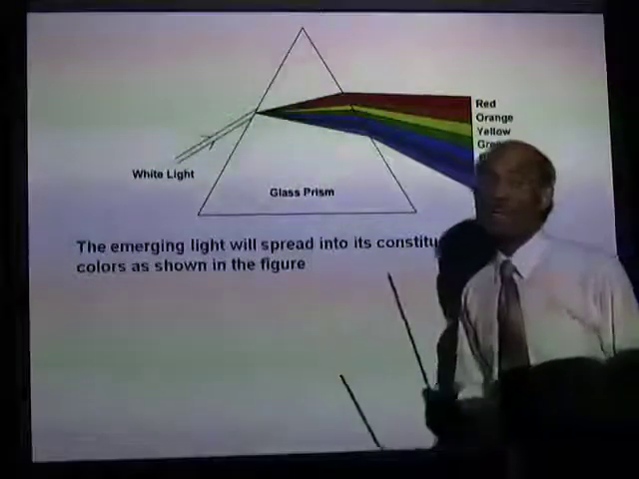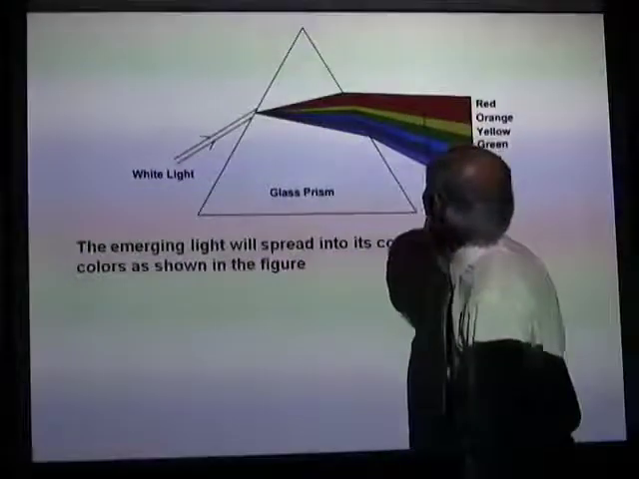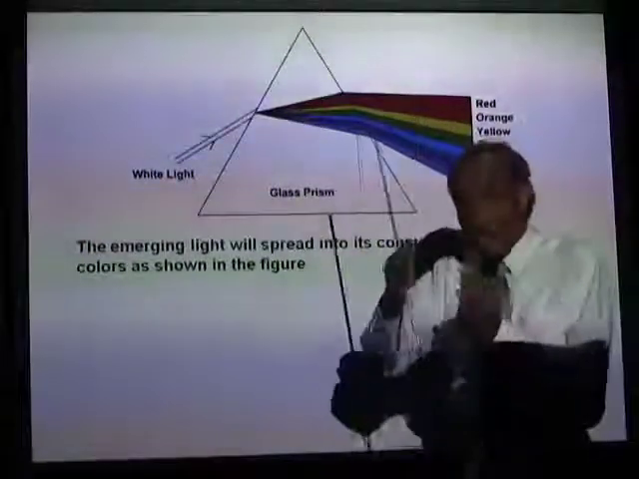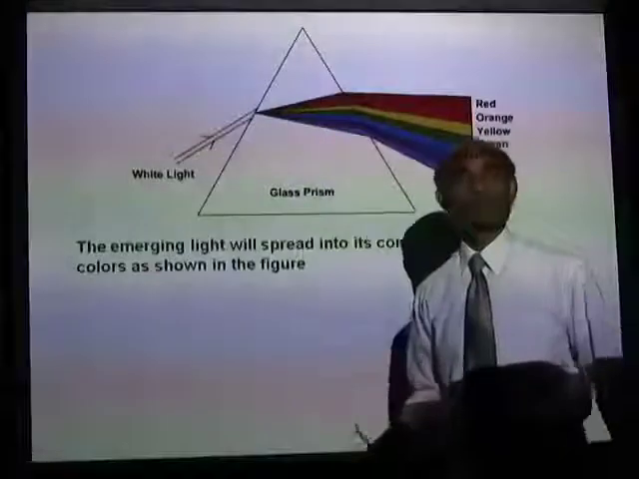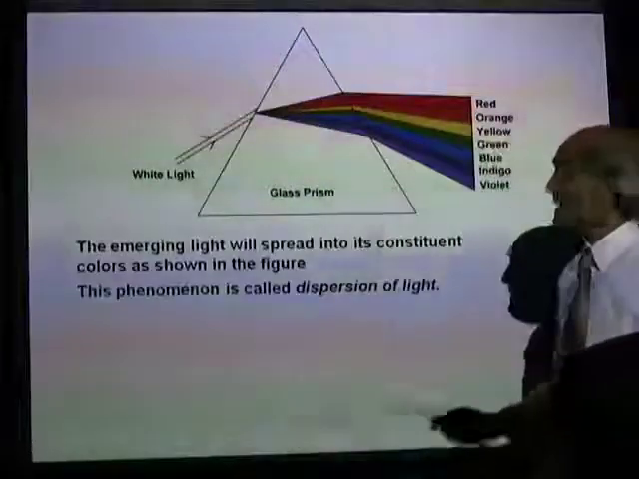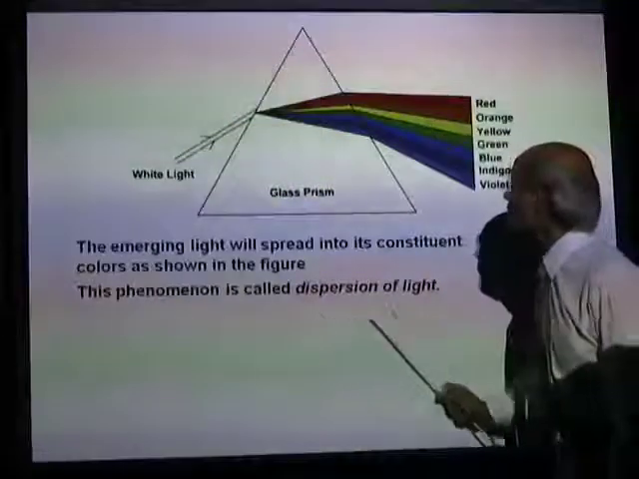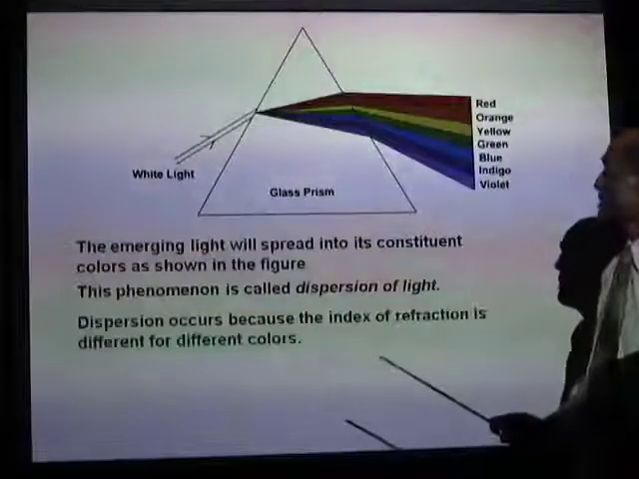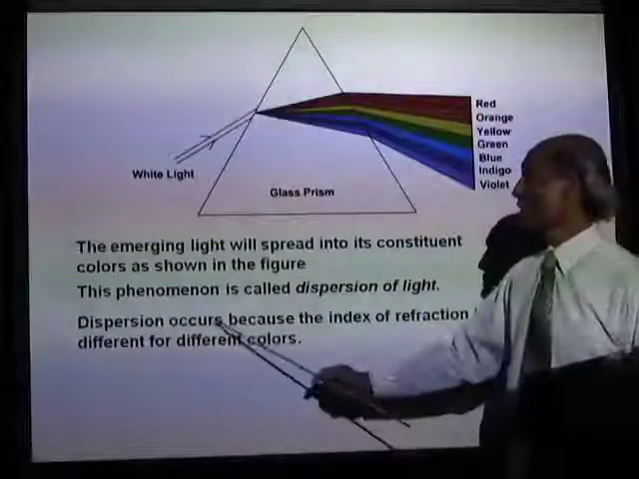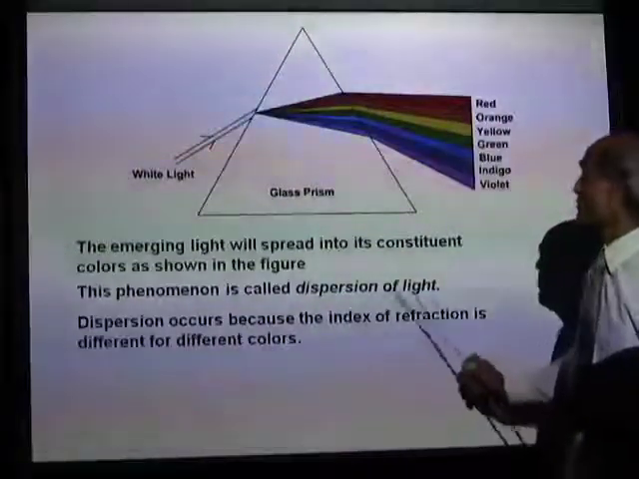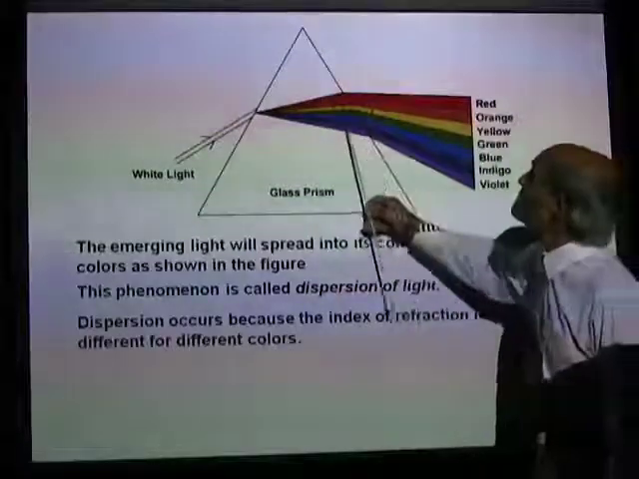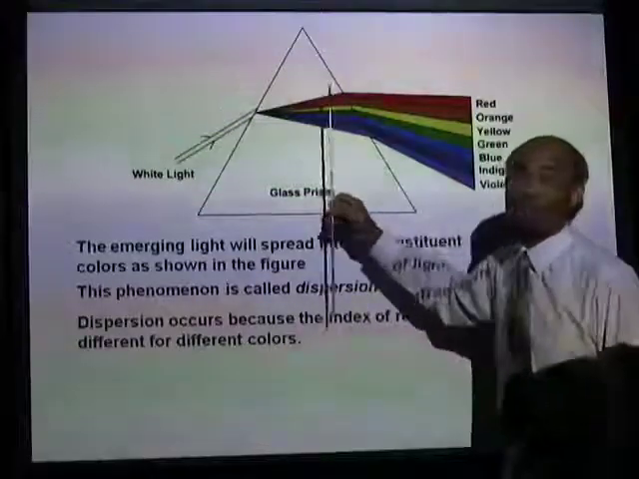Now, in the last lesson, I showed you that although we say this is red, that's a combination of several hundred wavelengths. Now, this phenomenon is what we call dispersion of light. Dispersion occurs because refractive index is different for different colors.